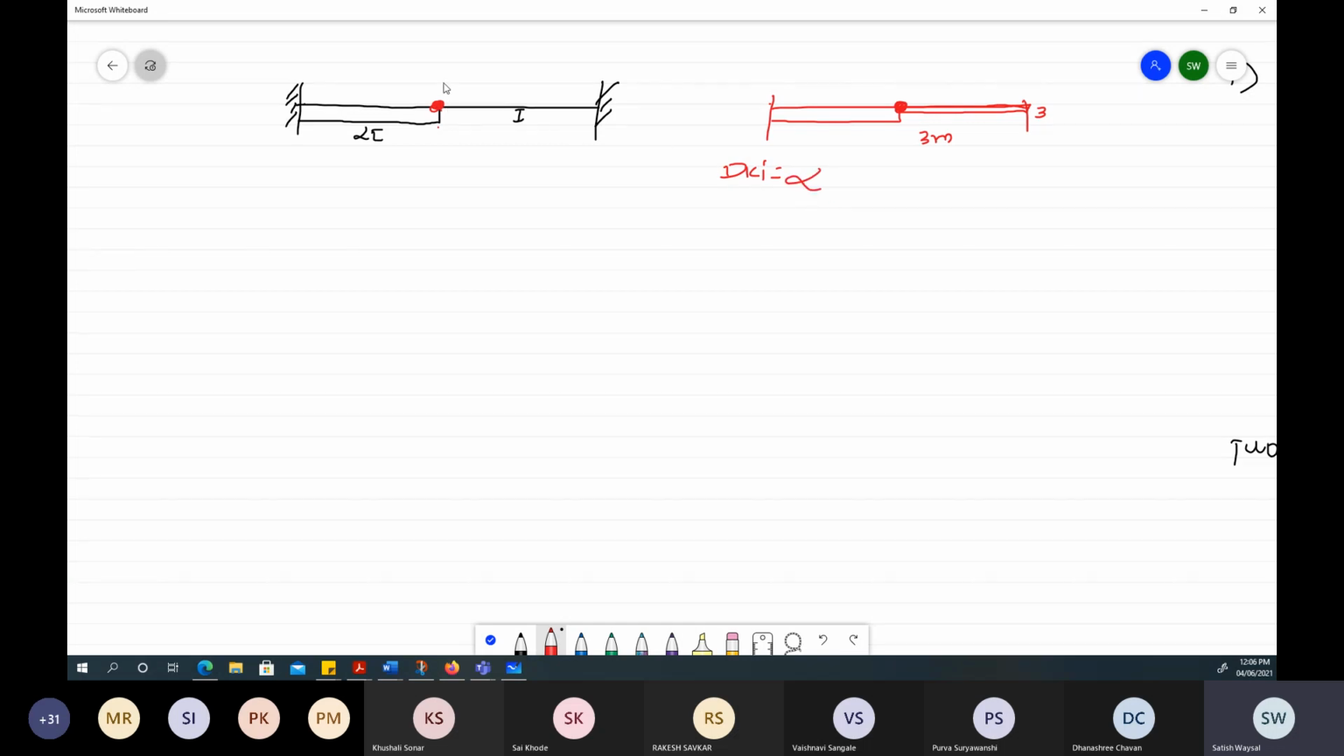Okay, what will be the 2? Suppose you assume this as B. Two means that there is theta B and there is also the presence of delta B. This is important, we have to look into this.